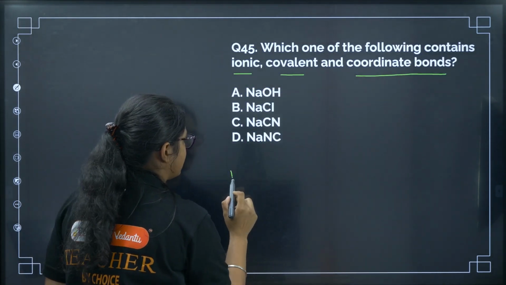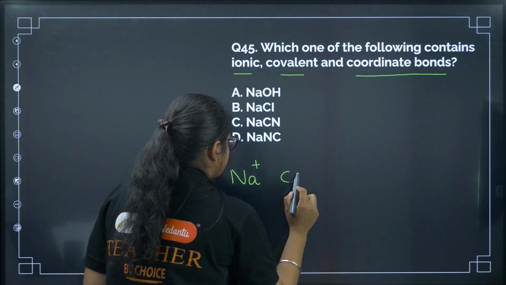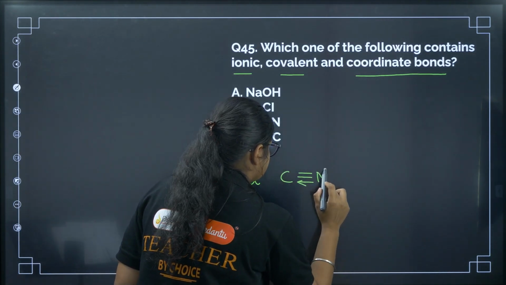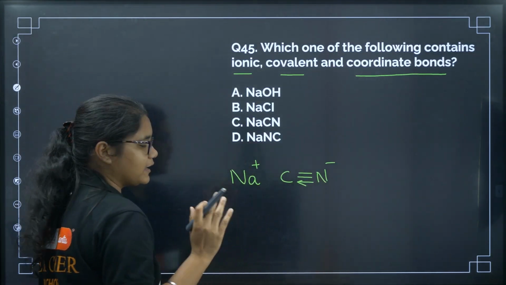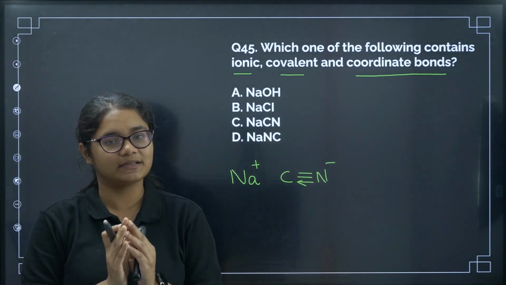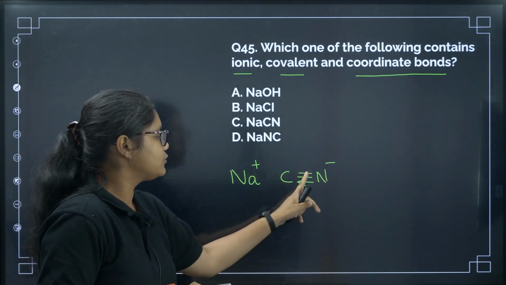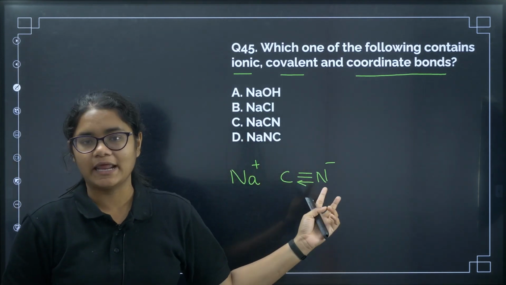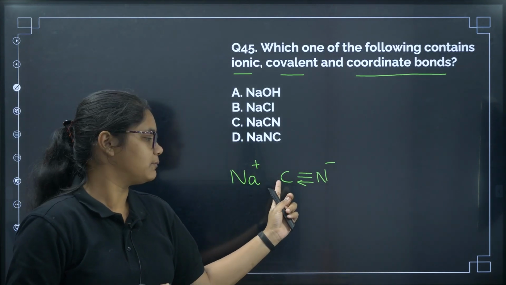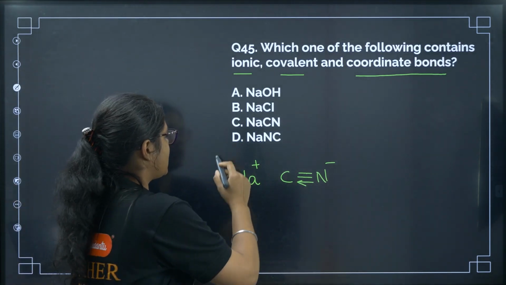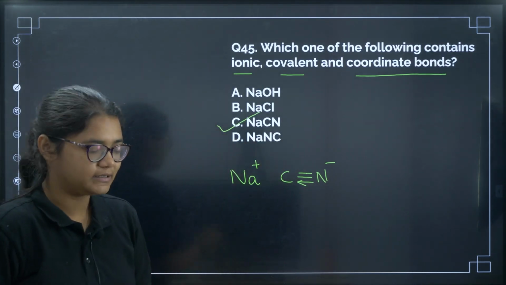So if you see here NaCN, the structure is like this, right? The attraction between Na+ and CN- is your ionic bond. There are 2 covalent bonds between C and N and 1 dative bond, or coordinate bond, between C and N. So the correct answer for this question will be option number C.